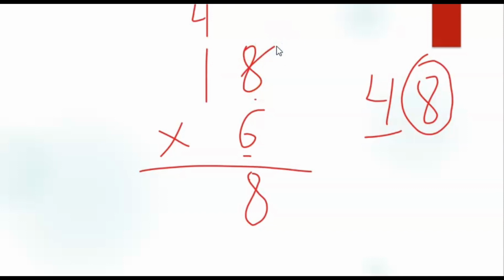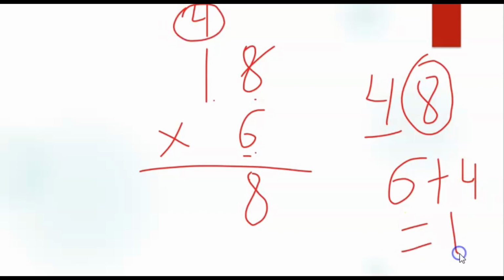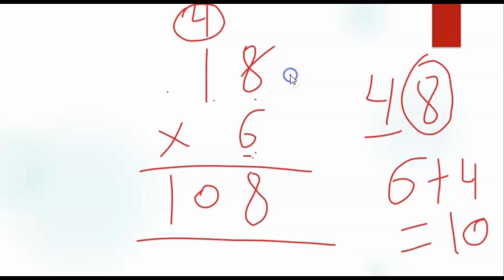Next step, we're going to multiply this 6 with this 1. 6 times 1 is 6 plus 4 equals 10. We do not have any more number to multiply with the 6. So we're just going to put down 10 over here. That is it, guys. 18 times 6 equals 108.